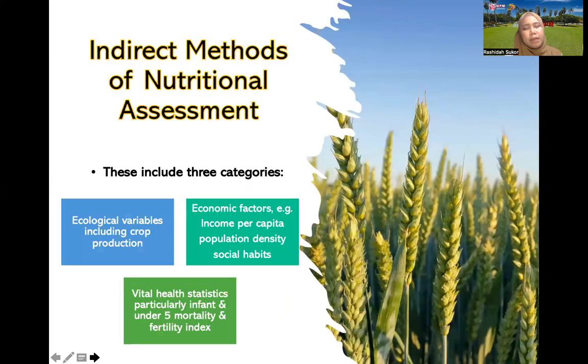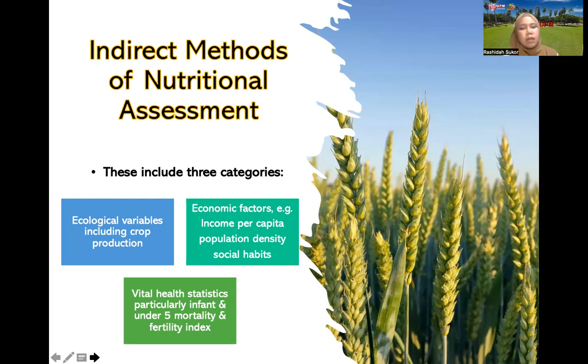So the indirect methods of nutritional assessment include 3 categories. Because this is indirect, we're talking about the factors that affect the assessment indirectly. One is the ecological variables, including crop production. For example, the type of crop that is available for that particular population, and the price.